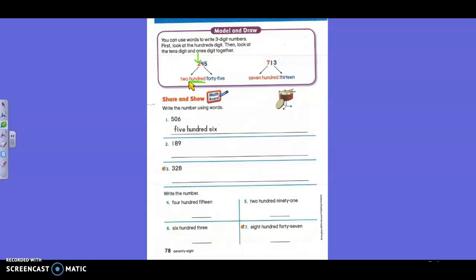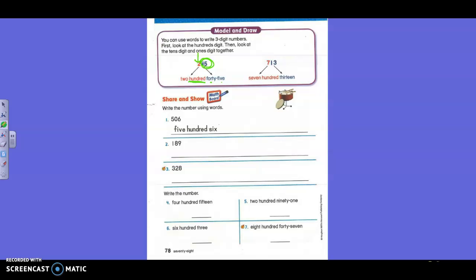Okay? Does that make sense? 200. So you first look at the hundreds to see how many hundreds you have. And you write how many hundreds you have. You might have 300. You might have 400. Okay? Then you look at the tens and the ones together to see what numbers you're going to write next. 45. Now, when you say 45, you have to have a hyphen between there. Okay? 40, and then a hyphen, that dash, 5.